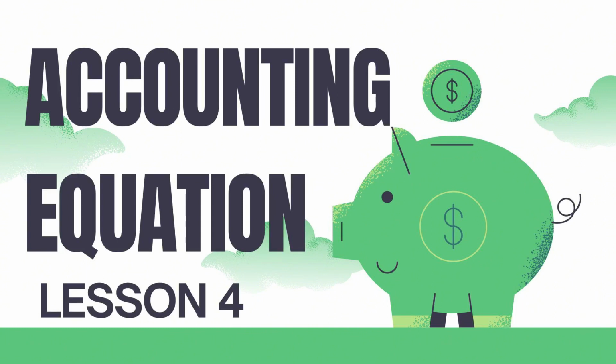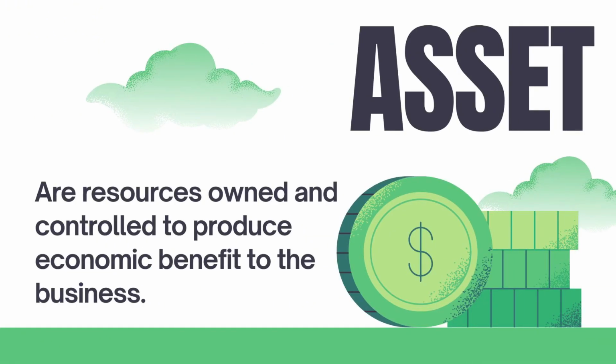Let's start. Firstly, we have the asset. Assets are resources owned and controlled to produce economic benefits to the business. It can be in the form of cash, property, and even equipment. They help the business generate revenue or support its operations.